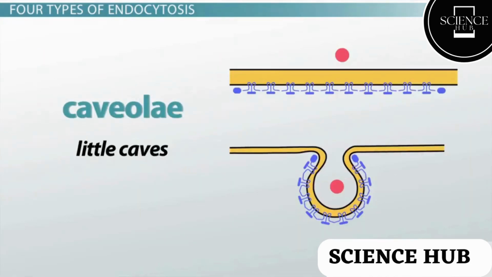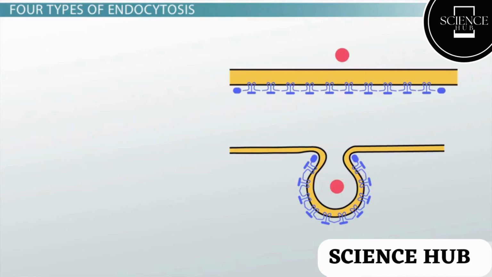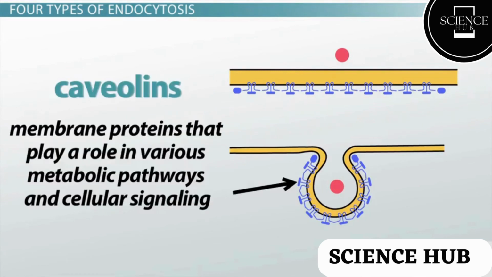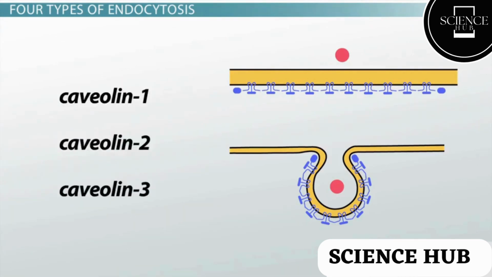The term caveolae is Latin for little caves. Caveolae are pockets in the plasma membrane, which were first identified with an electron microscope in 1953. Caveolae do not have a clathrin-based protein lining them. Instead, they have caveolins, which are membrane proteins that play a role in various metabolic pathways and cellular signaling. In mammals, there are 3 types of caveolins, which are, you guessed it, caveolin 1, caveolin 2, and caveolin 3.